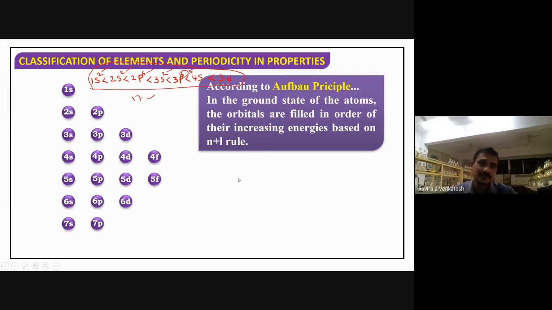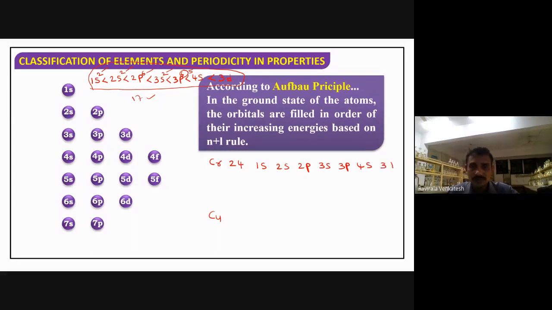But there are exceptions. What are the exceptions? Copper and chromium. This is important for us. Chromium and copper. The atomic number of chromium is 24, right? So 1s, 2s, 2p, 3s, 3p, 4s, 3d.